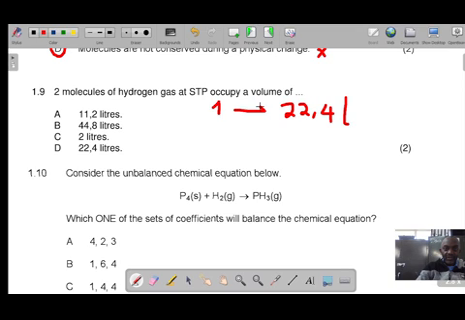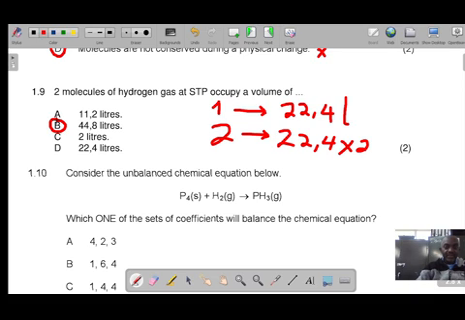Now the question talks about two molecules. So if there are going to be two molecules, it means I'm going to multiply. I'm going to multiply what? The 22,4 times what? Times 2. So what do you get? Talk to me, guys. It's going to be 44,8. So the answer becomes what? Answer becomes B. Let me explain again.